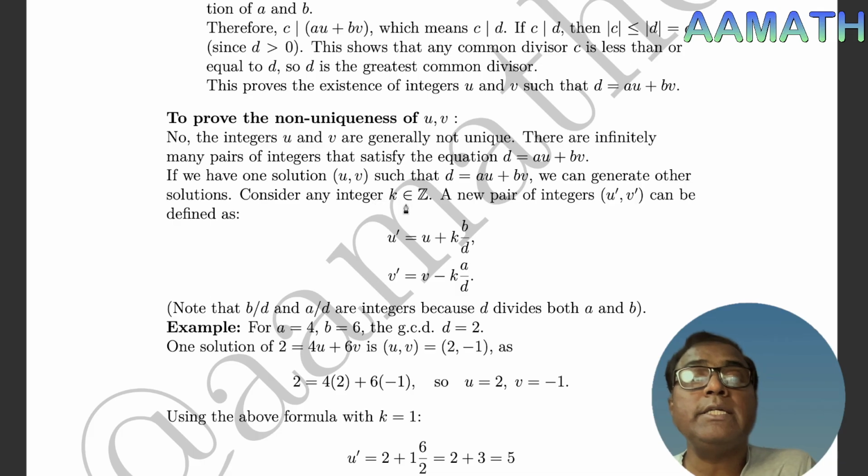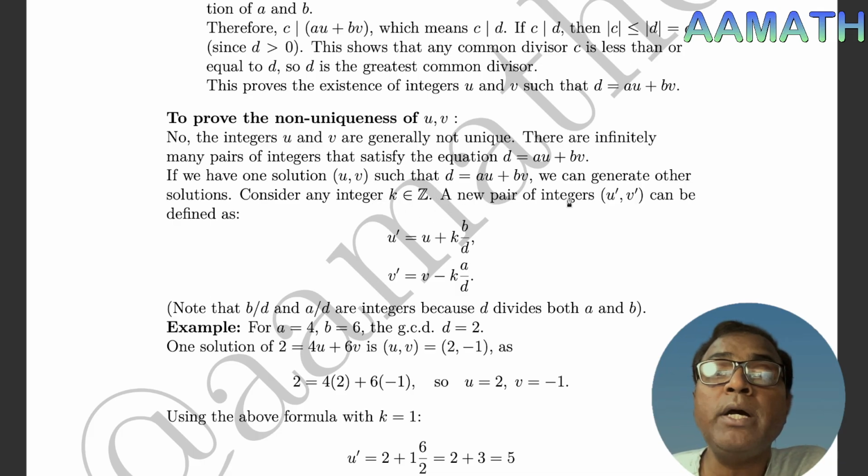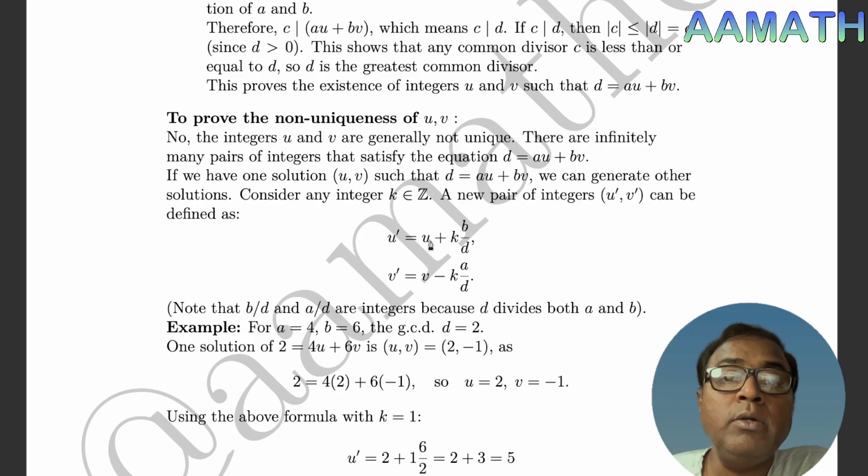Consider any integer k belonging to Z. A new pair of integers u', v' is given by this formula: u' equals u plus kb by d, and v' equals v minus ka by d.